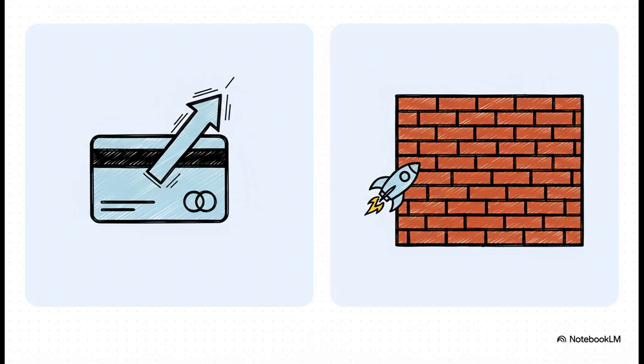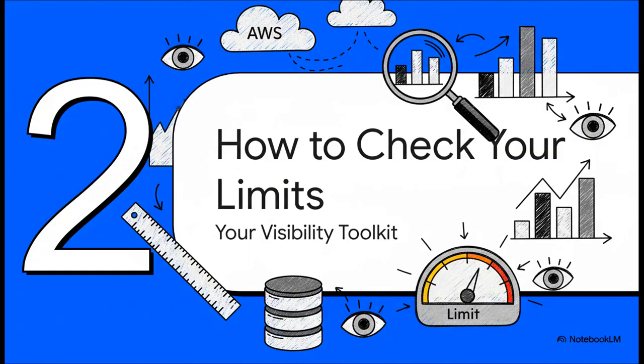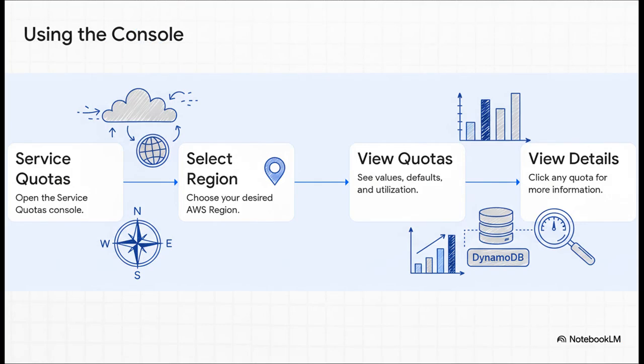Same idea here. So, if these quotas are so darn important, how do you even see them? I mean, you can't manage what you can't measure, right? Luckily, AWS gives us a couple of really straightforward ways to get total visibility into our limits. The easiest way for sure is right there in the AWS Management Console. You just navigate over to the Service Quotas console, and from there, it is super simple.